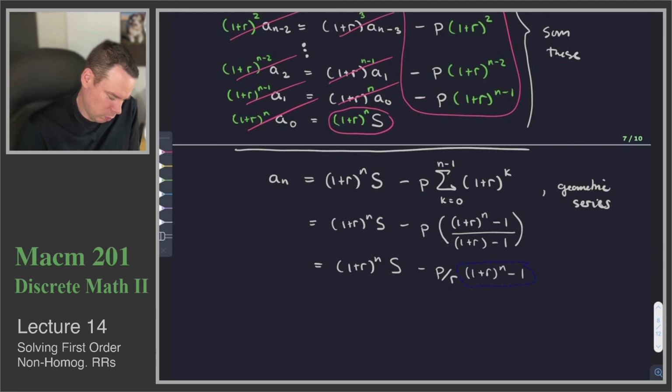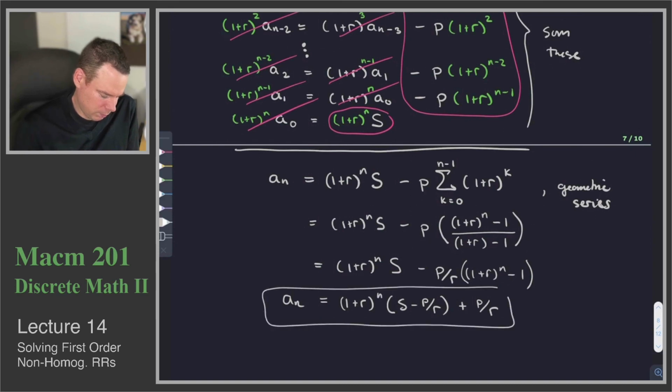This I will just move down a little bit. We've got some parentheses here. And so I've got one term, actually two terms with a 1 plus r to the n in it. So 1 plus r to the n, s minus p over r, and then I've got a plus p over r. And there we go. We have found our solution. And this is when n is greater than or equal to 0. So there is the amount owing after n months for any given n.